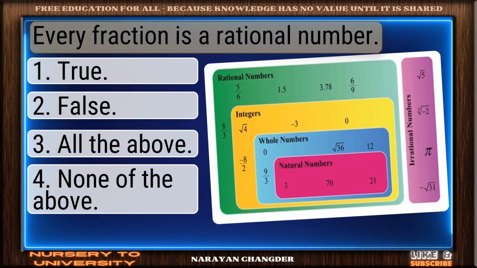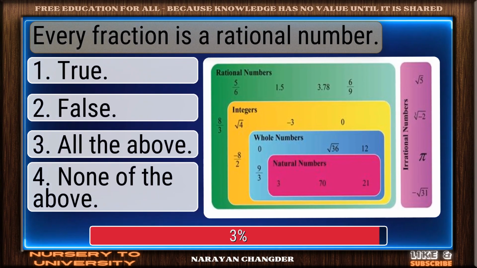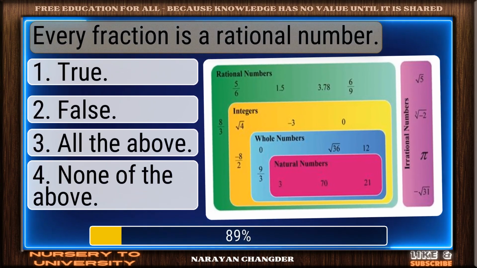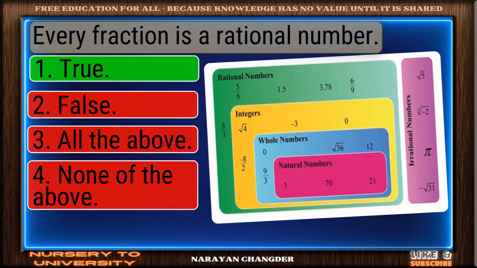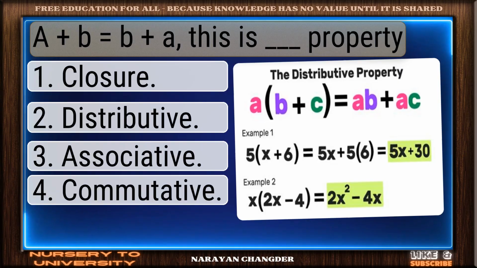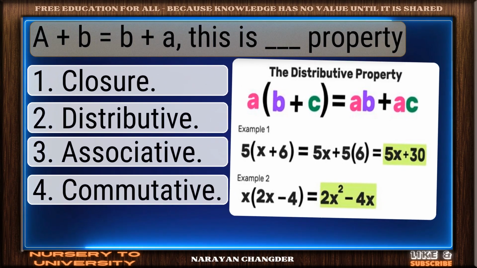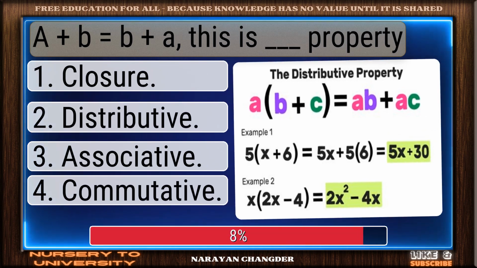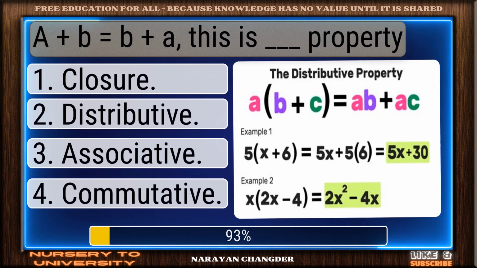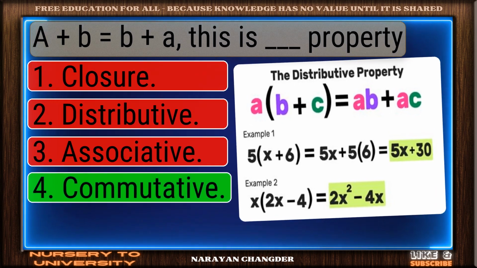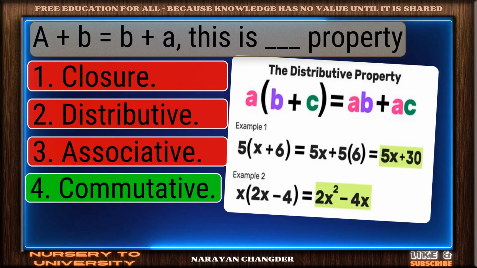Question number 70. Every fraction is a rational number. Exactly. True makes sense and it is the right choice. Question number 71. A plus B equals B plus A. This is the dash property. You got it. Your choice commutative is right.